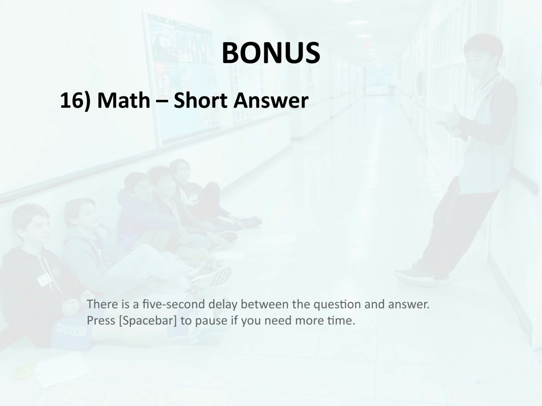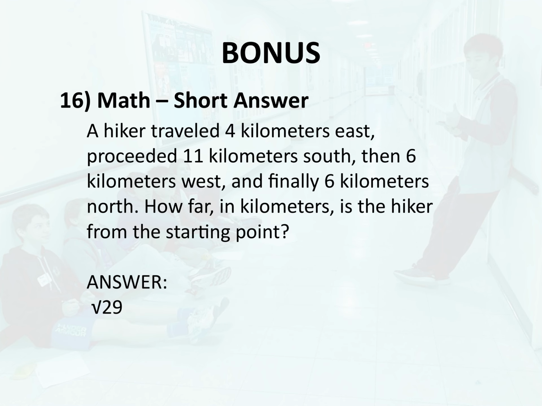Bonus 16. Math, short answer. A hiker traveled 4 kilometers east, proceeded 11 kilometers south, then 6 kilometers west, and finally 6 kilometers north. How far, in kilometers, is the hiker from the starting point? Answer, the square root of 29.